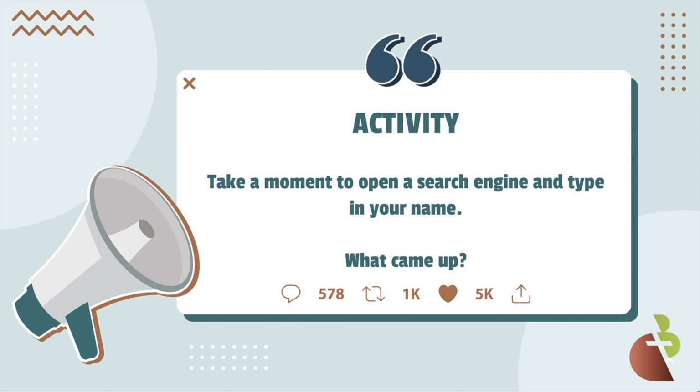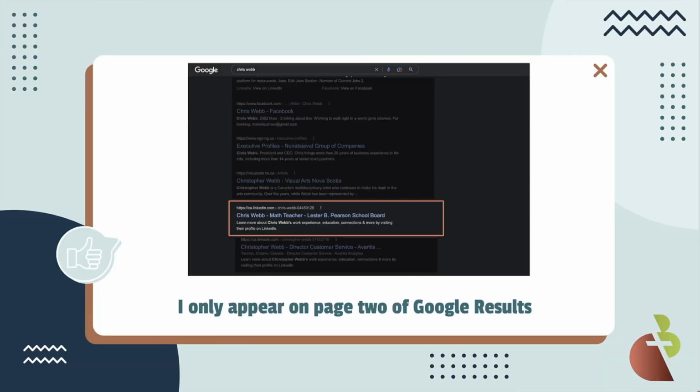So I did the same thing, and I appear on the second page of Google results, and what comes up is my LinkedIn profile. It says here that Chris Webb is a math teacher at the Lester Pearson School Board, and you can click on that and find out a little bit more about me. Now there are many other Chris Webbs out there, and just by typing in my name, you might not really be able to find me. But if you knew that I was a teacher, this would be the first result that would really make sense.